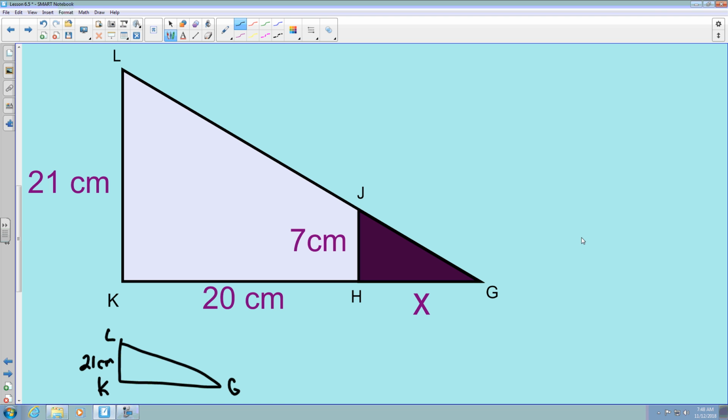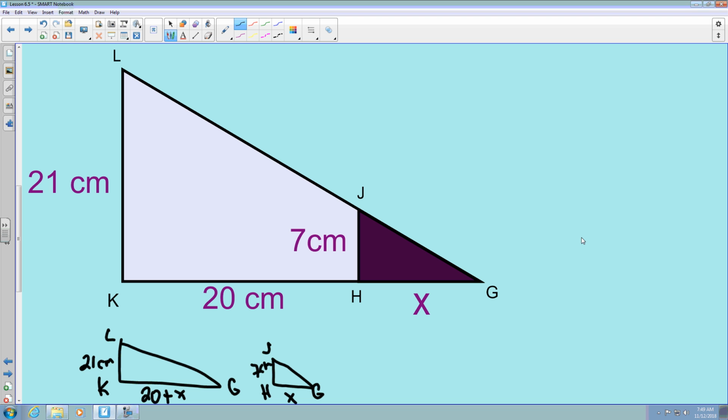We know from here to here is 20. We know from here to here is X. So this one's going to be 20 plus X. And then you can go and make it the smaller one, which is HGJ. Say, though, this one's 7 centimeters and this one's X. Okay. You could separate them. You can keep them in with what they have, whatever you feel comfortable with.